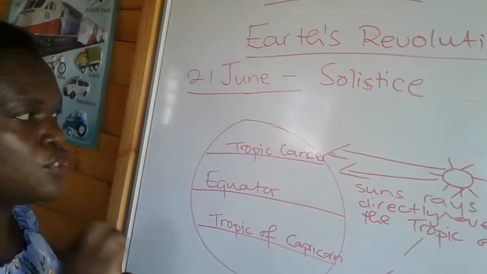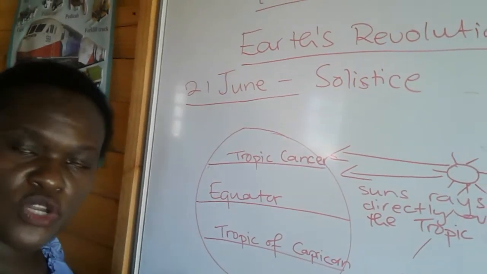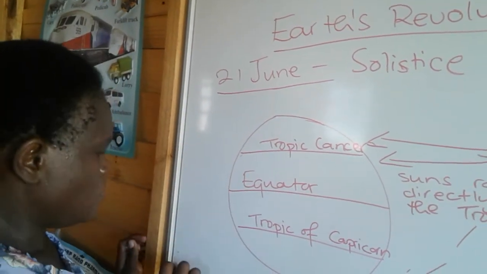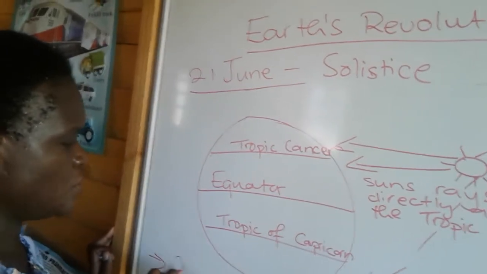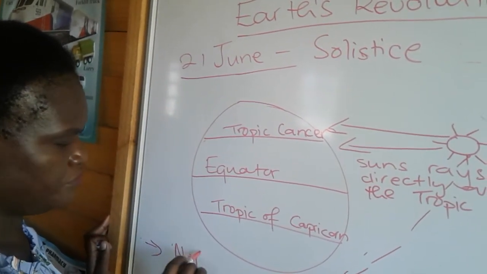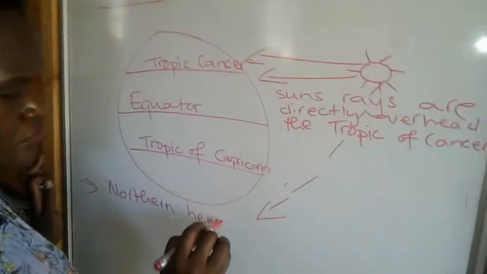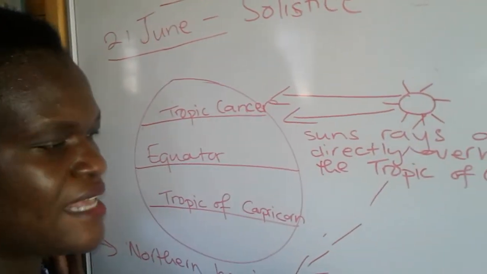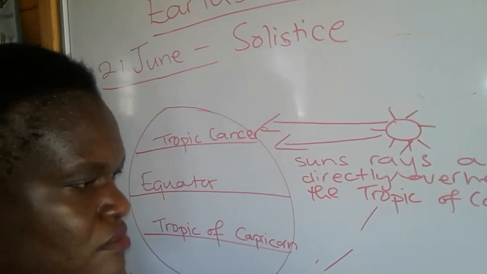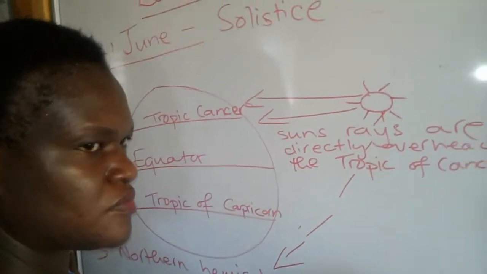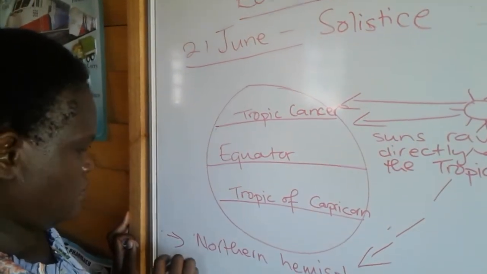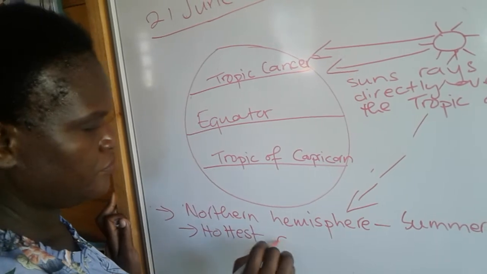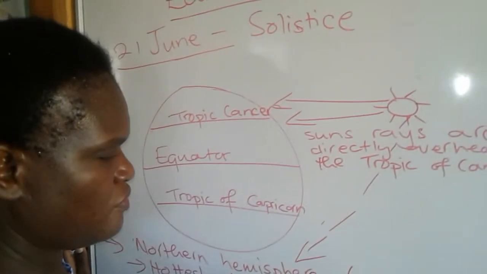So 21 June, the sun's rays are directly overhead the Tropic of Cancer. The earth is tilted towards the sun. So it means for those in the northern hemisphere, in terms of the season, they are experiencing their summer solstice. And during this particular day, it's one of the hottest days there for their summer.